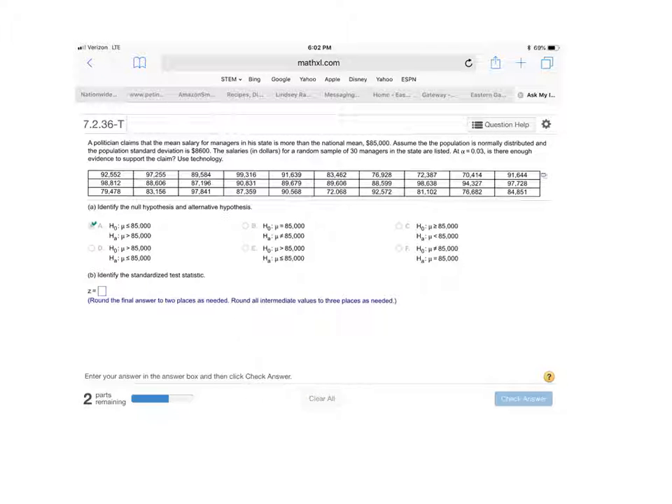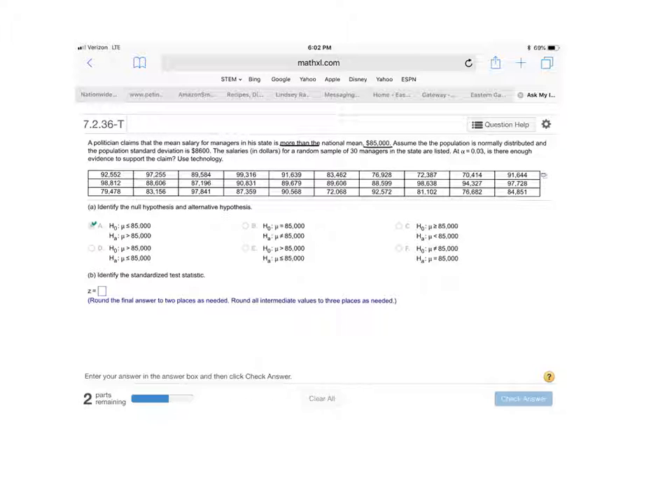This is exercise 7.236 that gives us information about a random sample of 30 managers' salaries, and we want to test a claim that has been made about whether we believe that the average salaries of all managers is actually more than the national mean of $85,000. So basically, we want to see if we have evidence to say that, which means we want, in our alternative hypothesis, to say that mu, the mean of the population, is greater than 85,000.